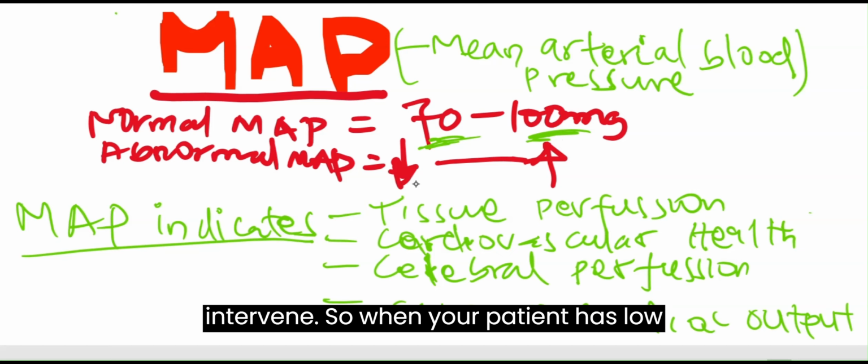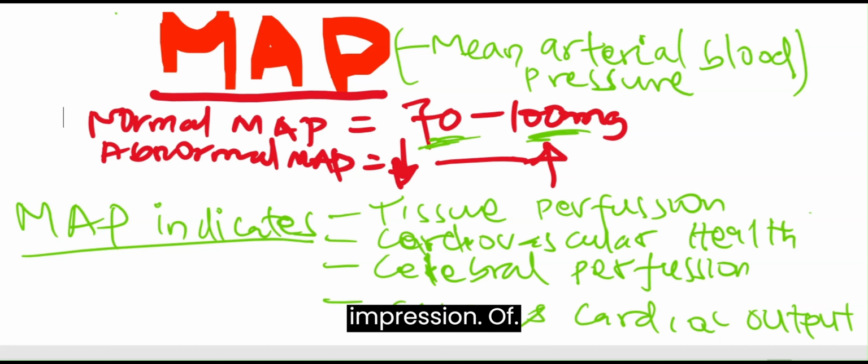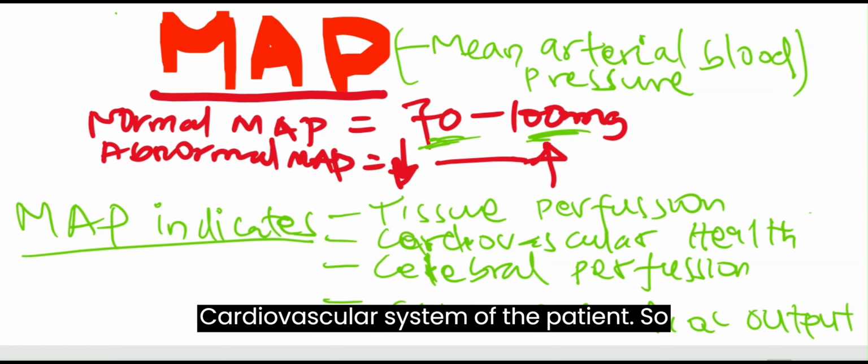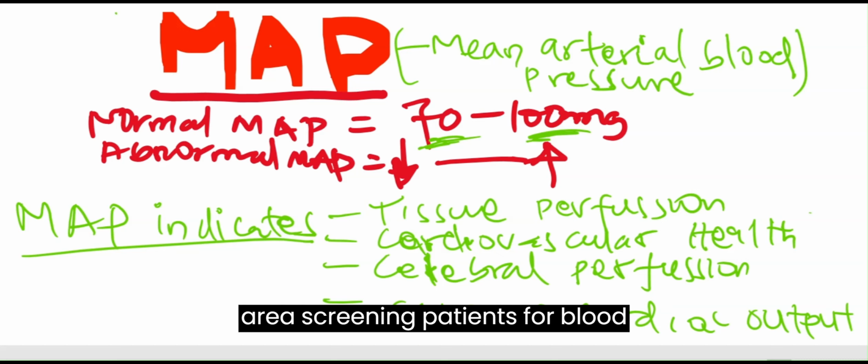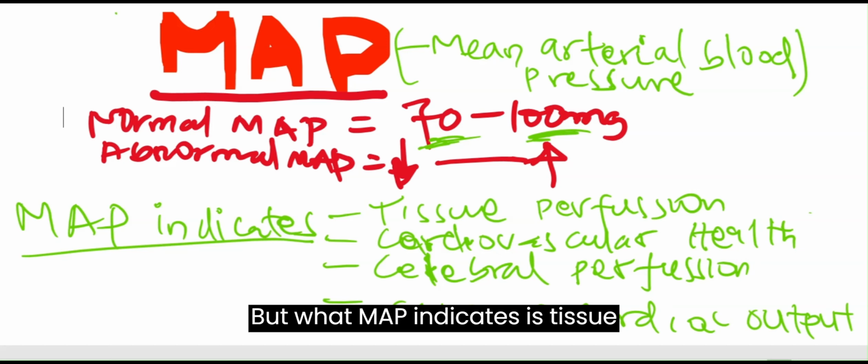So when your patient has low MAP, I'm going to tell you what conditions you should think about. When your patient has high MAP, what conditions should you think about? This is very important. It gives you an impression of the cardiovascular system of the patient. So it's very important to take note, even if you are in an OPD taking blood pressure of the patient, or you are in a screening area screening patients for blood pressure. You have to be very attentive. But what MAP indicates is tissue perfusion, cardiovascular health, cerebral perfusion, systemic vascular resistance, and cardiac output.